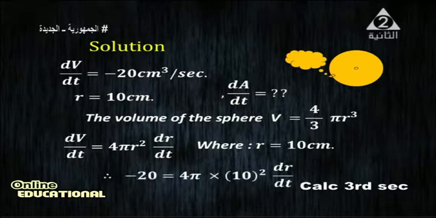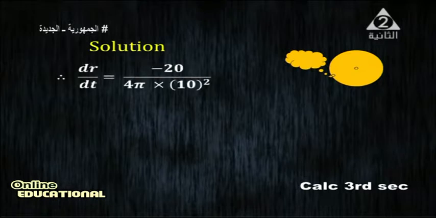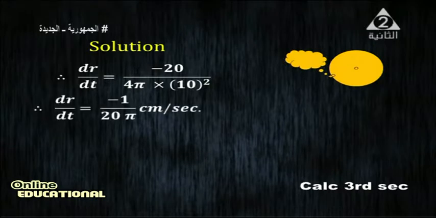Then negative 20 equals 4π times 10^2 dr/dt. Then the rate of change of the radius length dr/dt equals negative 20 over 4π times 100, and we can write this as negative 1/(20π) centimeter per second. Now we have the rate of change of the radius with respect to time, dr/dt.